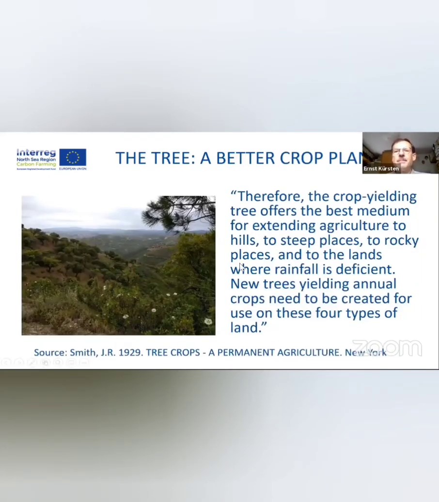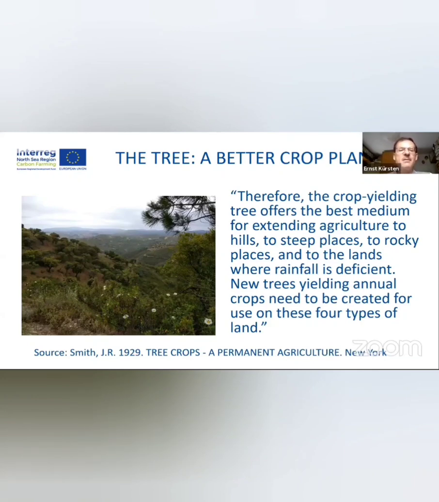So I found an interesting book from 1929, Tree Crops, A Permanent Agriculture, from J.R. Smith in the US, who wrote this sentence here on the right side. This is focusing on areas where normally agriculture is not really possible, on slopes and steep places and so on, or dry places where only trees can produce something.